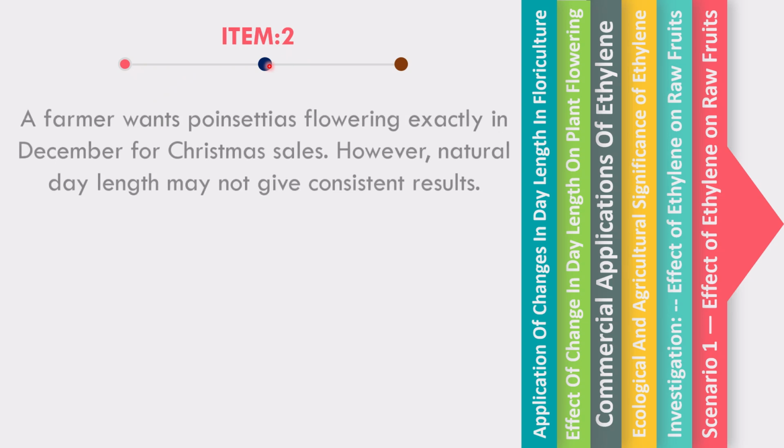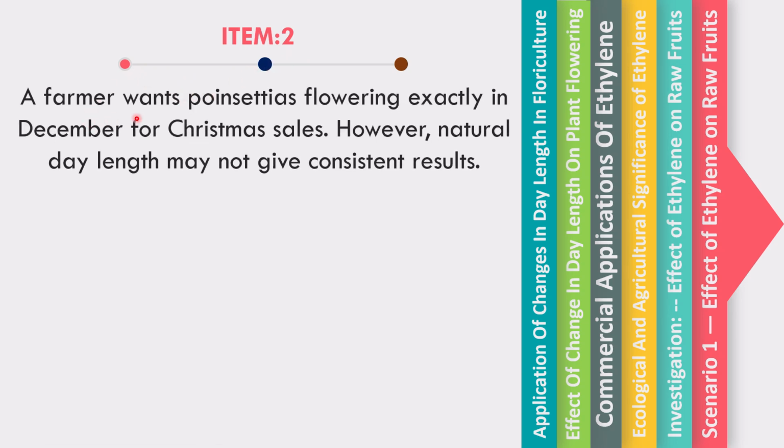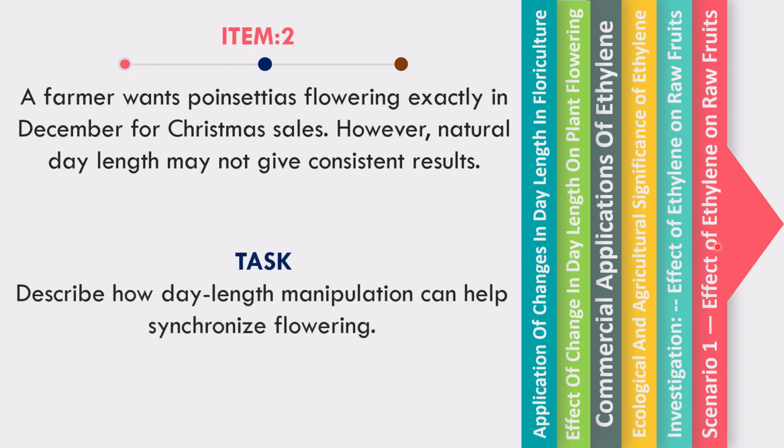Item 2. A farmer wants poinsettia flowering exactly in December for Christmas sales. However, natural day length may not give consistent results. Task: describe how day length manipulation can help synchronize flowering.